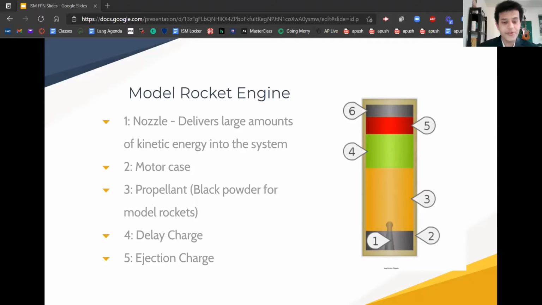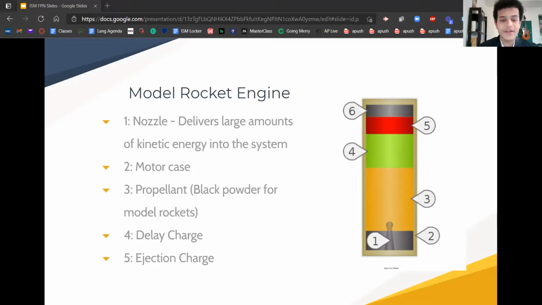The number 3, the orange portion, is the actual propellant. Model rocket engines are labeled alphabetically, A, B, C, D, and so on, where B is twice as powerful as A and C is twice as powerful as B, and so on. From around A through F, the model rocket engines are powered by black powder. But as we get into more powerful model rocket engines, ammonium perchlorate is used as the propellant.